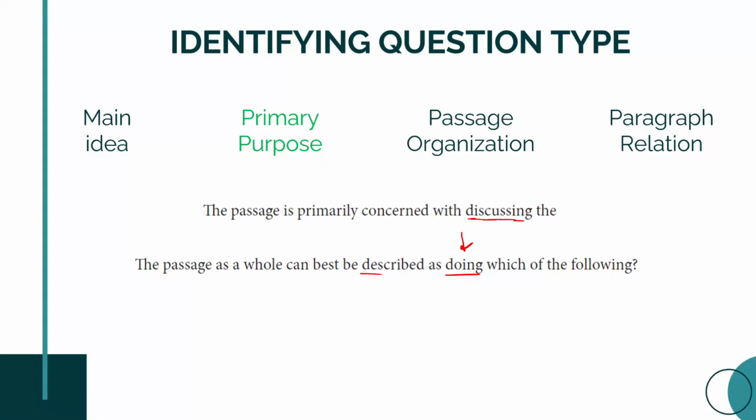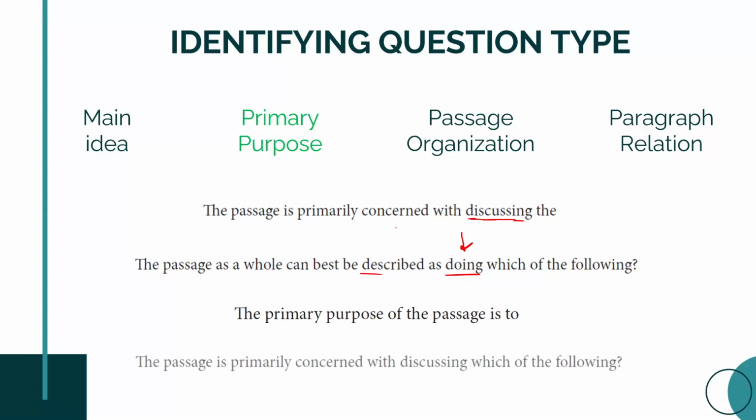Is the author analyzing something, et cetera, et cetera. Another example, very straightforward: the primary purpose of the passage is to. Do we have a fourth example? Yes, we do. The passage is primarily concerned with discussing which of the following. So as you can see, the first one here and the fourth one here are very similar because they're both using the verb discussing.